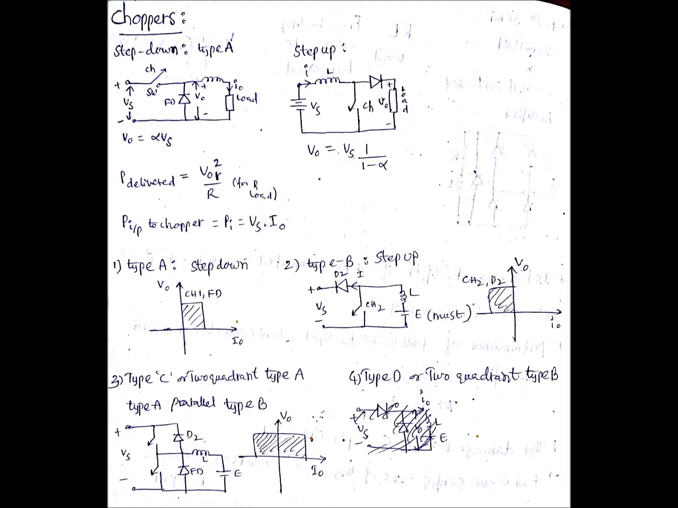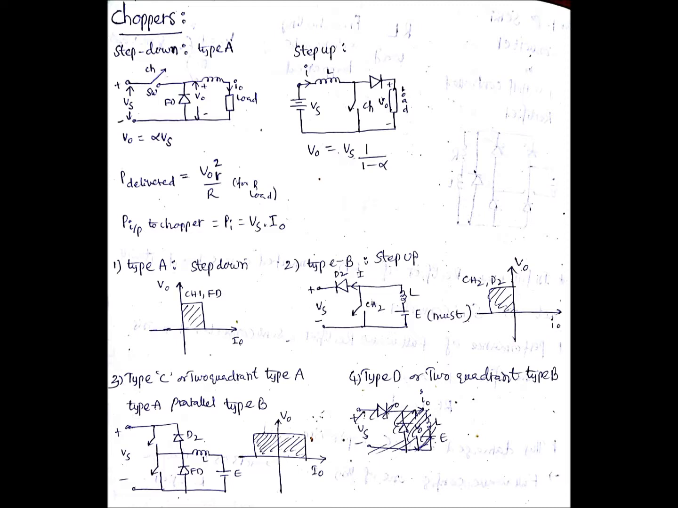There are mainly three components: one is a diode, one is a switch S, and one is an inductor. Depending on the position of these three, these circuits are classified. Depending on their position, the output voltage across the load changes.